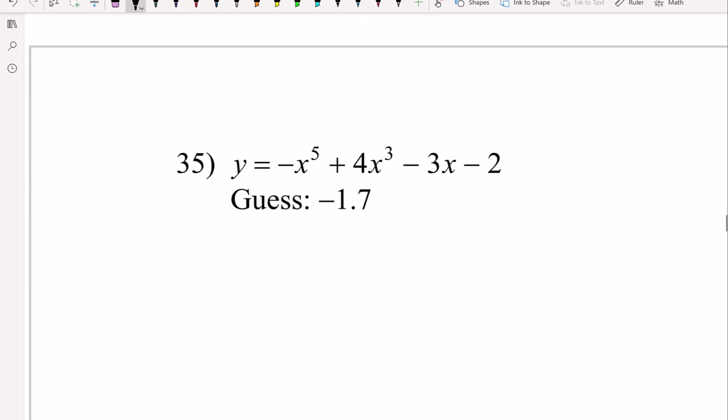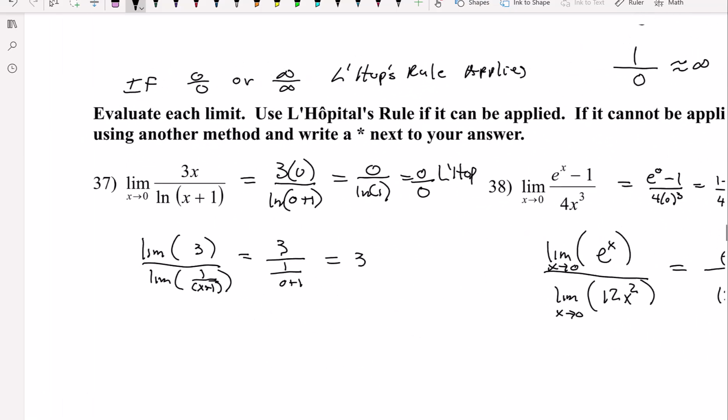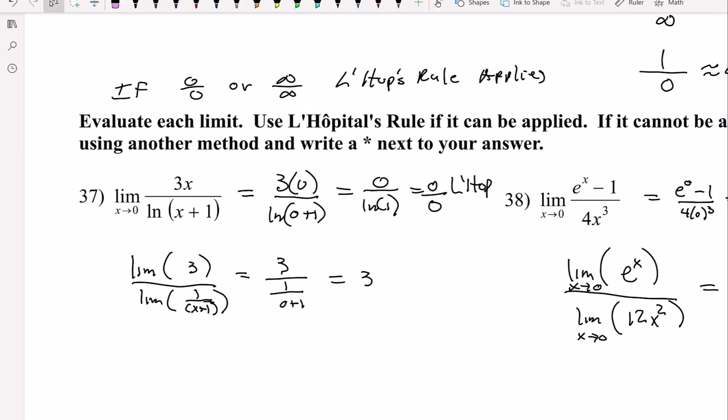And I think, I don't know if I did another one. I'll do one more video on this. All right. Thought I was done, but L'Hopital's rule.